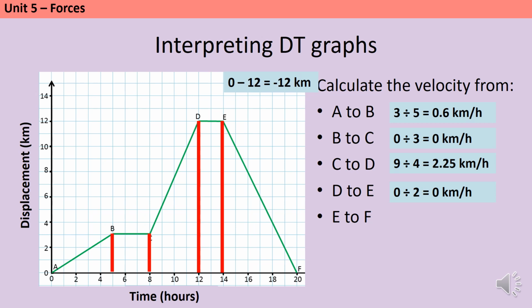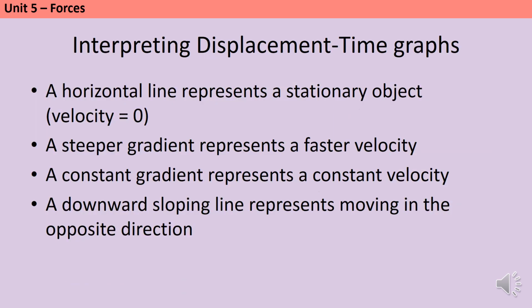Distance being a scalar can only ever be positive. I take that negative number, that minus 12, and I divide it by the time. From 14 hours up to 20 hours is 6 hours. Minus 12 divided by 6 is minus 2 kilometres per hour. So what does that negative number tell me? It tells me that my object is moving back to its starting point.